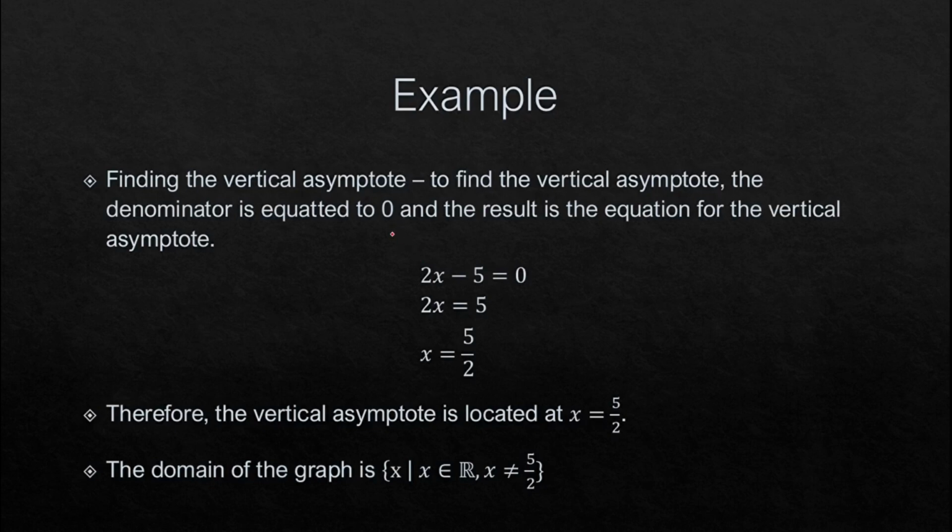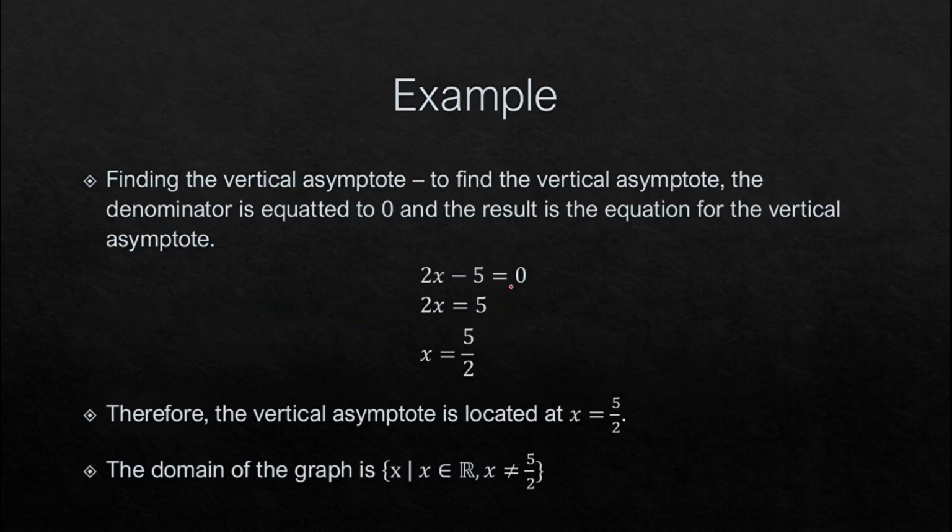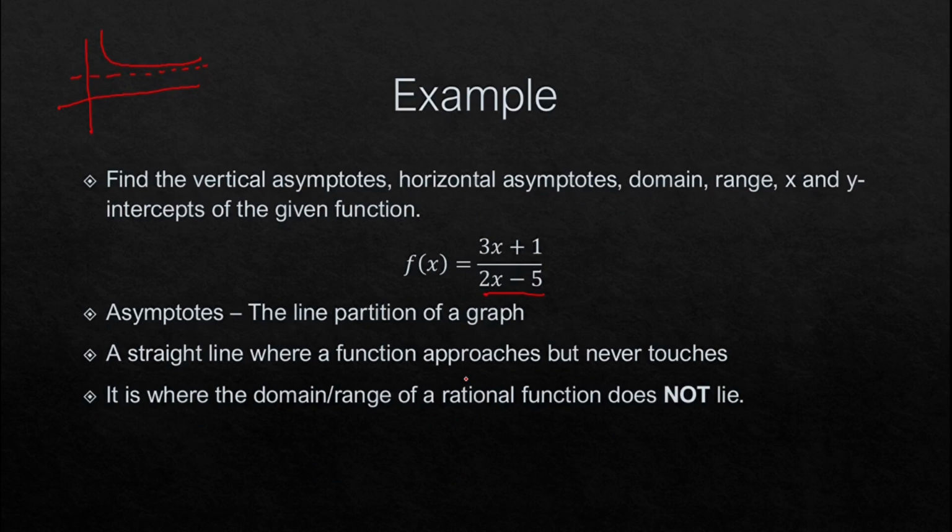Di ba ang denominator natin is 2x minus 5. So 2x minus 5 is equals to 0, 2x is equals to 5, x is equals to 5 over 2. Bakit kaya ito ang in-equate to 0 to 5? In-equate ito to 0 para hanapin ang vertical asymptote.